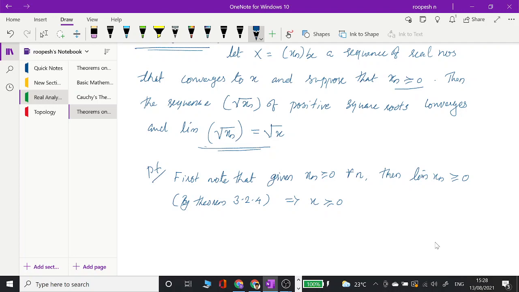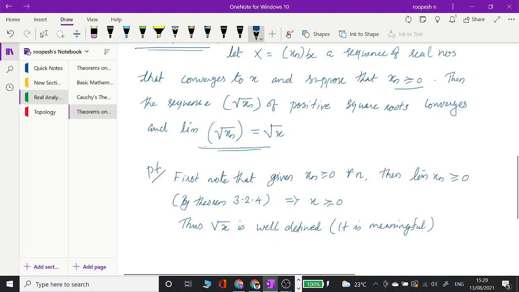So first we will note that. For what purpose are we saying that x is greater than or equal to 0? In order to define the positive square root of x. Thus square root of x is well defined, or we can say that it is meaningful.